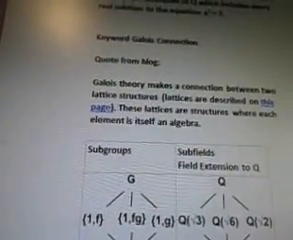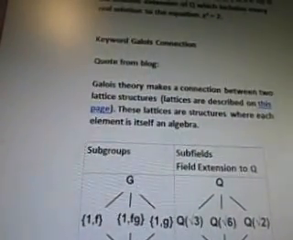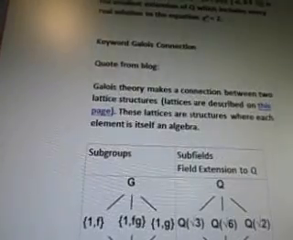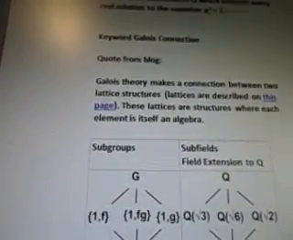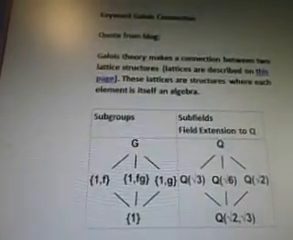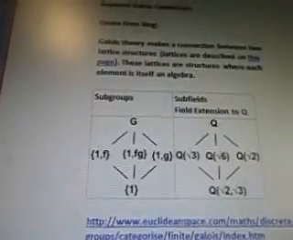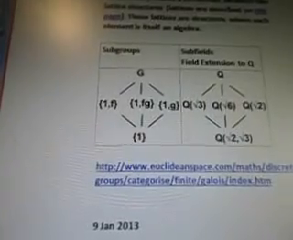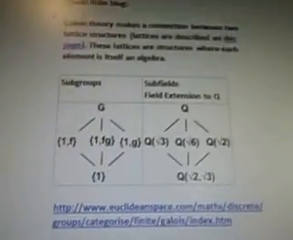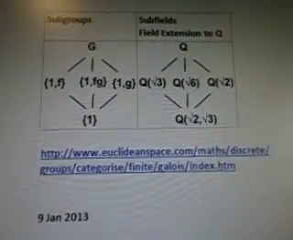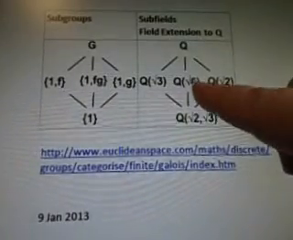Keyword Galois connection, quote from blog: Galois theory makes a connection between two lattice structures, which is what we want to do. We're building two lattice structures for the actual core and the engine, right? Lattices are described on this page. These lattices are structures where each element in itself is an algebra. So this is subgroups and subfields, field extension to Q. So again, the Q message is EQU6J5, right? We have a 6. There we go.